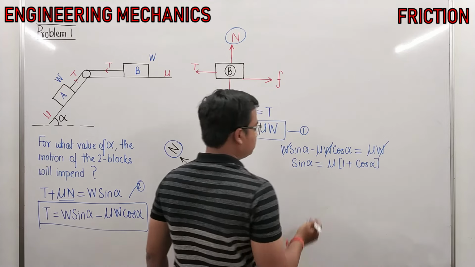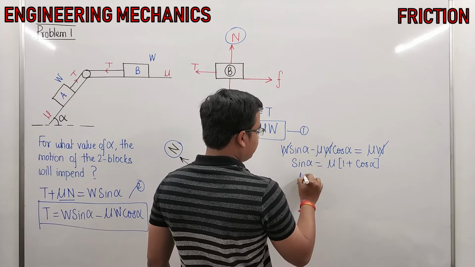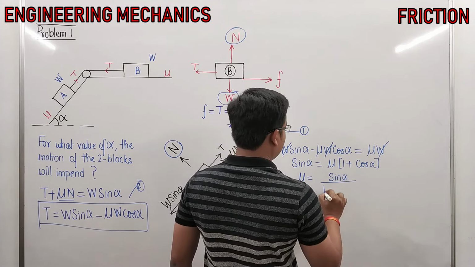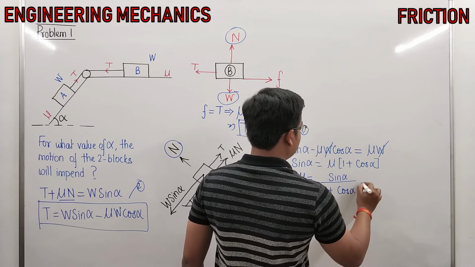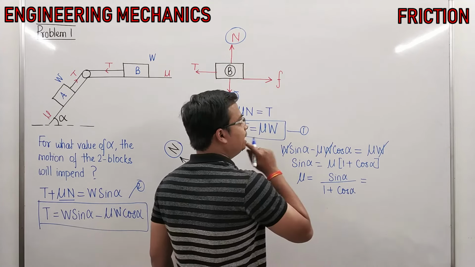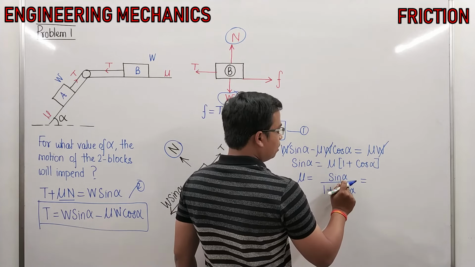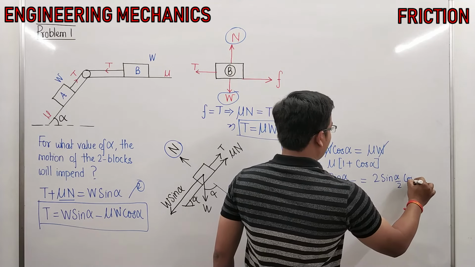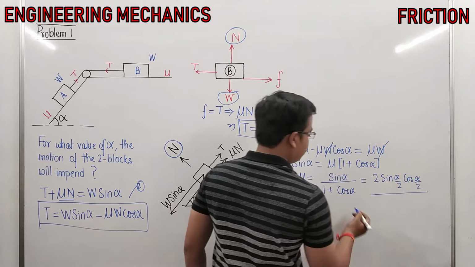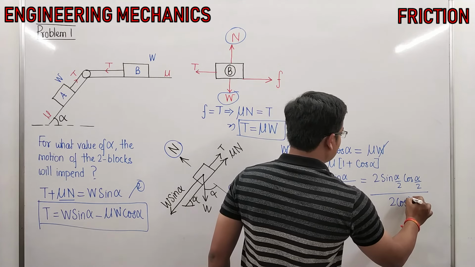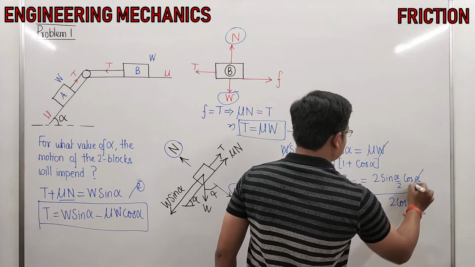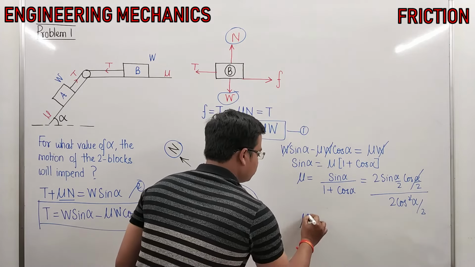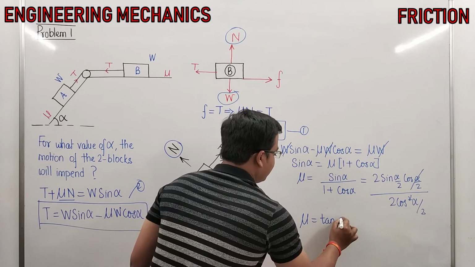So what we need to calculate is the value of alpha. How can that be done? Let me take mu is equal to sin alpha over 1 plus cos alpha. This can be formulated using the formula sin 2 theta is 2 sin theta cos theta. So sin alpha can be written as 2 sin alpha by 2 cos alpha by 2, divided by 1 plus cos alpha, and cos alpha is nothing but 2 cos square alpha by 2 minus 1. So this is going to cancel out, and sin alpha by 2 by cos alpha by 2 will be tan alpha by 2. So mu is essentially equal to tan alpha by 2.